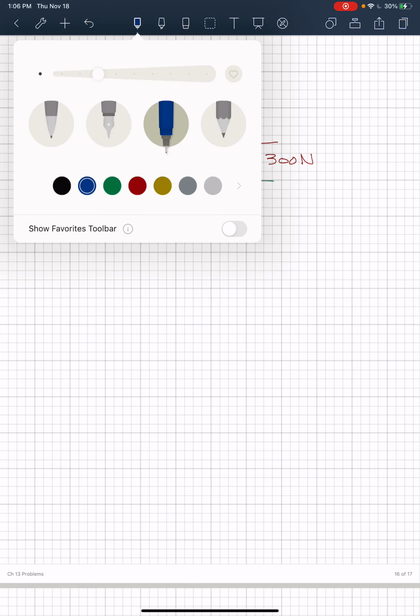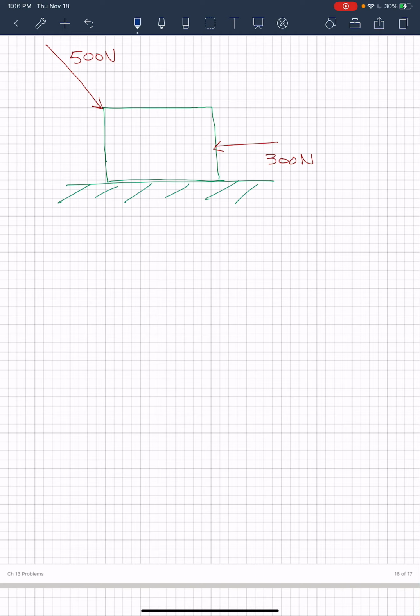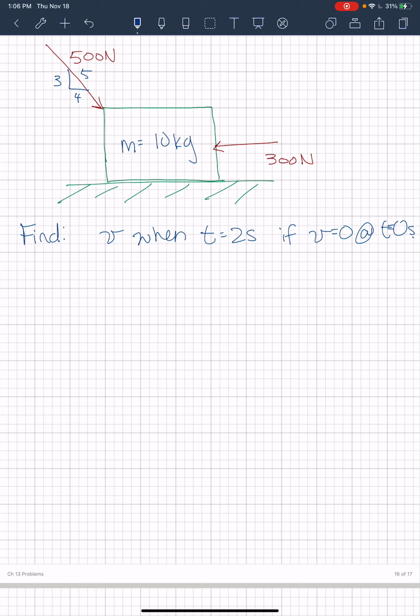And we know the direction of that 500 Newton force. The ratio is down 3/4, so 3-4-5 relationship. The block is 10 kilograms, and we're supposed to find the velocity when t equals 2 seconds if the velocity equals 0 at t equals 0 seconds. Assume a smooth surface with no friction.